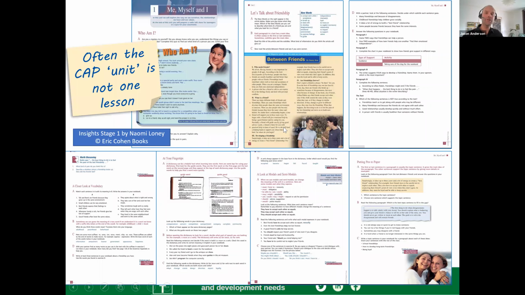Well, here's one example. I know you won't be able to read the pages, but this is a typical secondary course book from around the world.